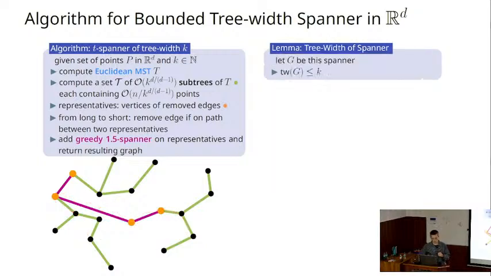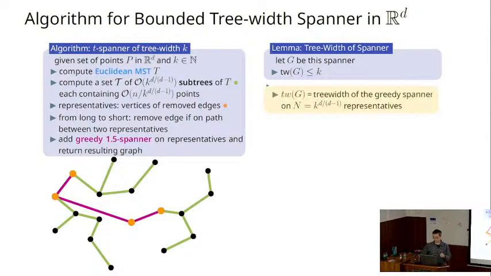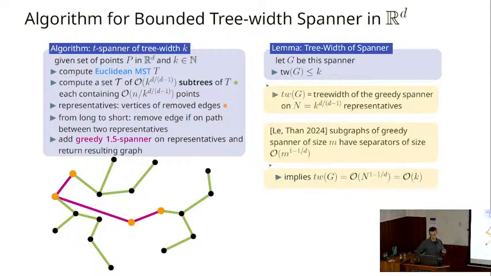Concerning the tree width, it is simply the tree width of the greedy spanner, because we have the greedy spanner and then additional trees attached to the vertices, so that doesn't change the tree width. So then we just have to look at the tree width of the greedy spanner, and it was recently shown that the greedy spanner has small separators, and that immediately implies that the greedy spanner also has small tree width.